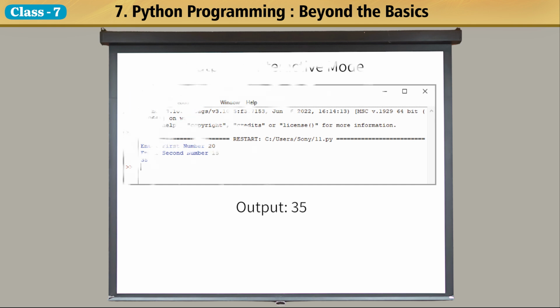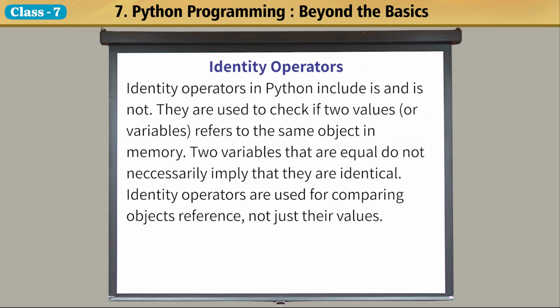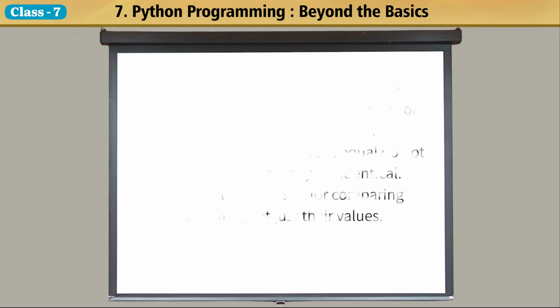Output 35. Identity operators. Identity operators in Python include is and is not. They are used to check if two values or variables refer to the same object in memory. Two variables that are equal do not necessarily imply that they are identical. Identity operators are used for comparing objects' reference, not just their values.